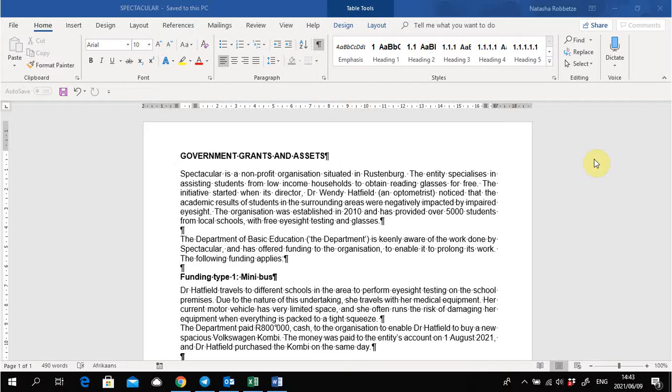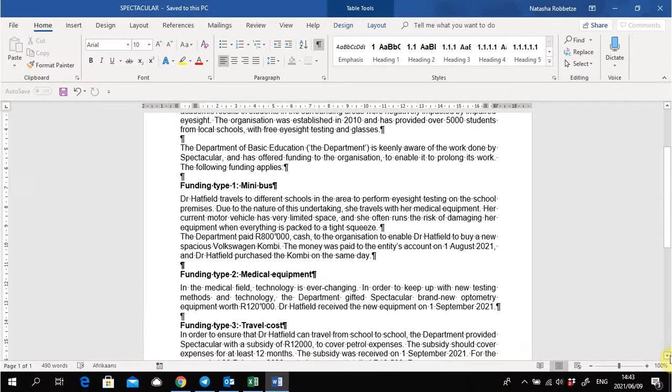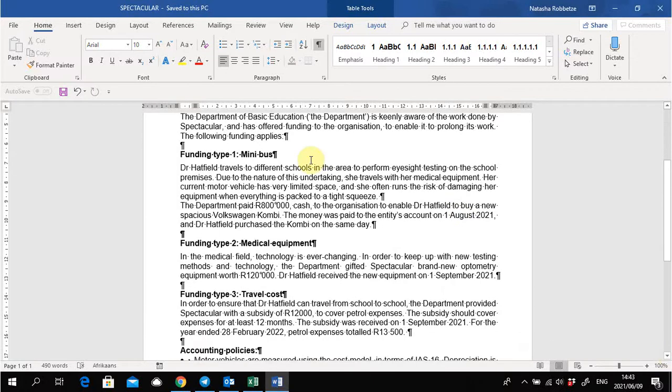The following funding applies. So the first type of funding is a minibus. It says Dr. Hatfield travels to different schools in the area to perform eyesight testing on the school premises. Due to the nature of this undertaking, she travels with her medical equipment. Her current motor vehicle has very limited space and she often runs the risk of damaging her equipment when everything is packed to a tight squeeze.